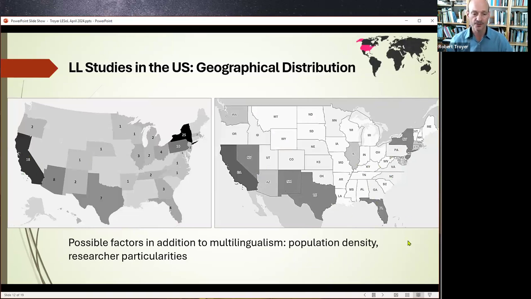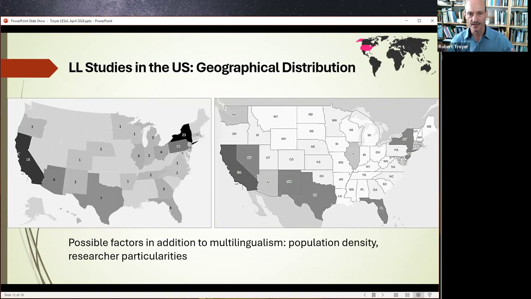But there are other factors to consider. Population density, of course. New York and California and Texas and Florida are the most populous states in the U.S. They're also places where a lot of immigrants arrive. And so they have a lot of linguistic diversity for that fact.